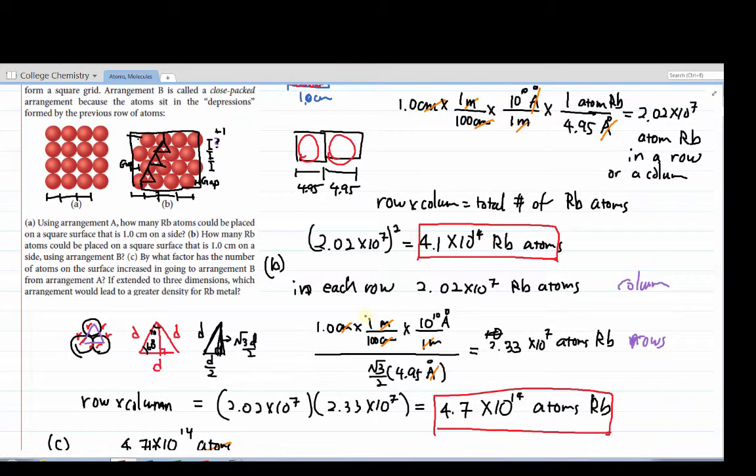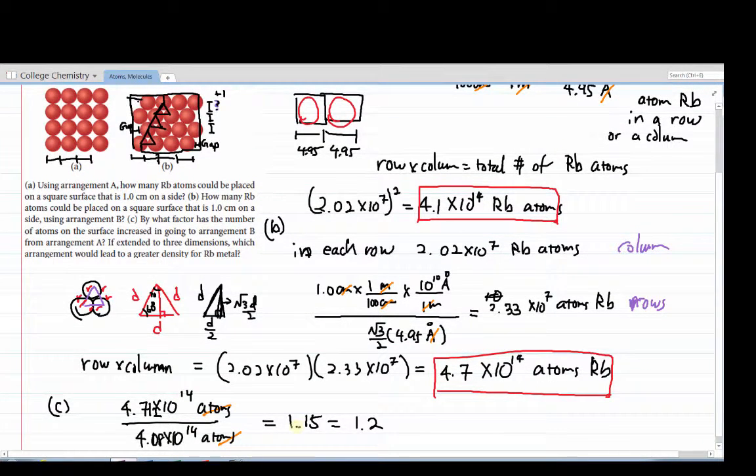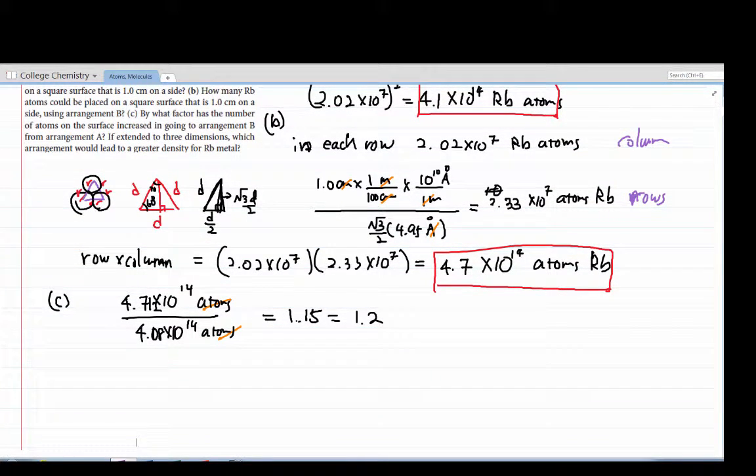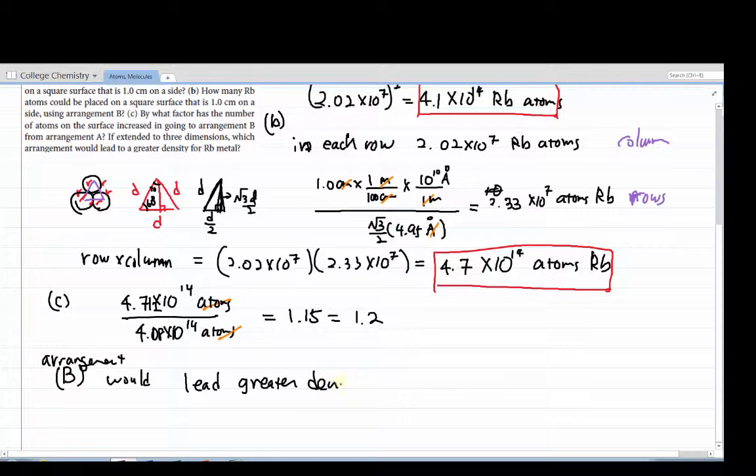And if extended to 3 dimensions, that's our last question. Which arrangement would lead to a greater density for rubidium metal? Of course, this is only concerned with 2 dimensions. If you have a 3-dimensional structure, then you're gonna have way more atoms that can be inserted into arrangement B. So to answer that, it's not really D. Obviously the answer is B, because it would lead to greater density because you have more atoms.